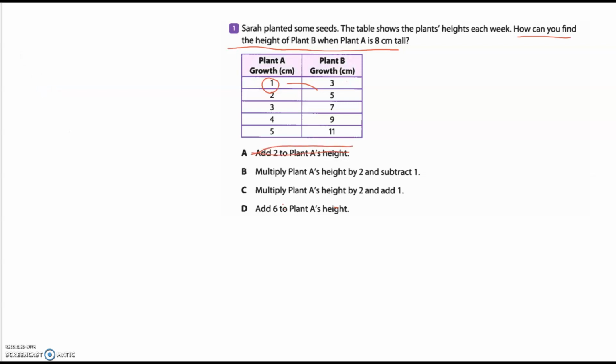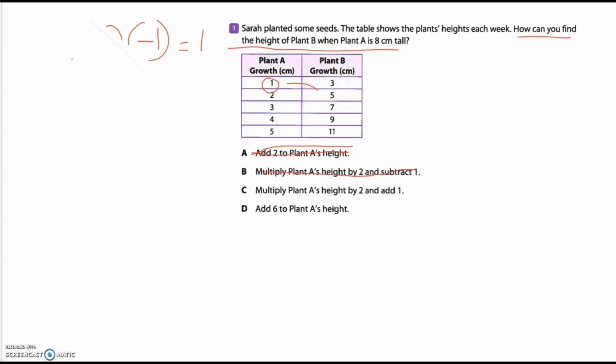It's not that one. The next one says we're going to multiply plant A's height by 2, and then I'm going to subtract 1. So let's do this first. 1 times 2 is 2. 2 take away 1 is equal to 1. That does not equal 3 over here, so I know it cannot be that one.